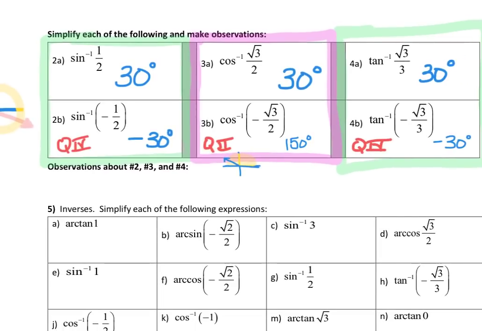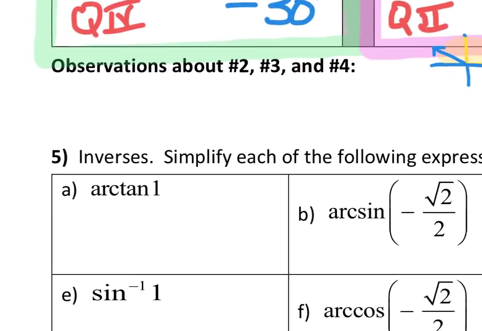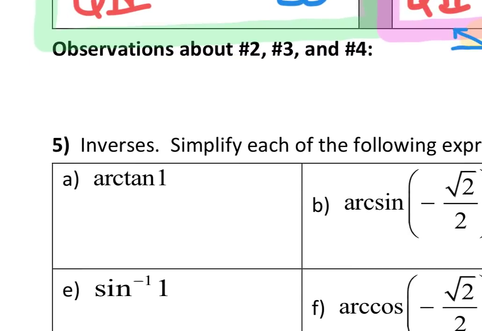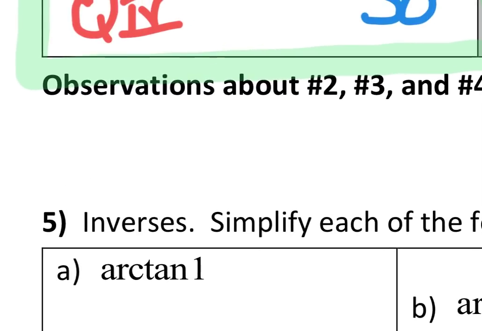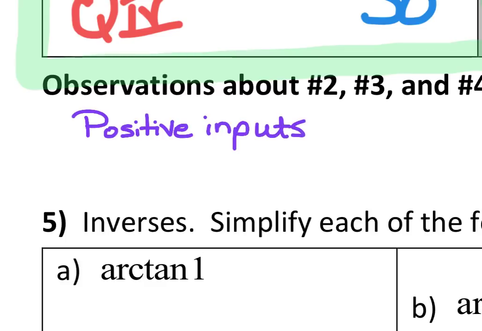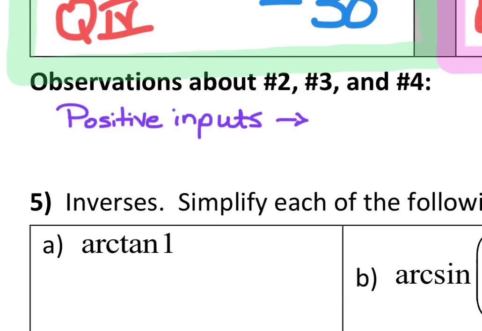As far as making a comment, really this section is just for you to make a note to yourself of how to remember that. For myself, I'm going to put a little note here that, of course the context is talking about inverse functions, so I'm not going to say that, but positive inputs into the inverse trig functions give a first quadrant answer.